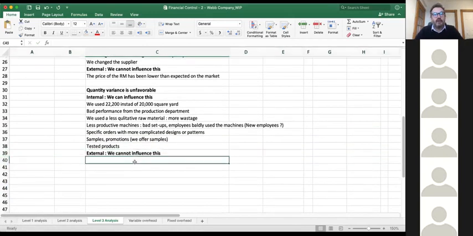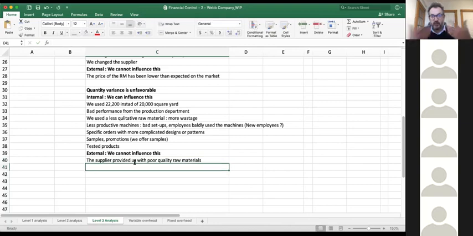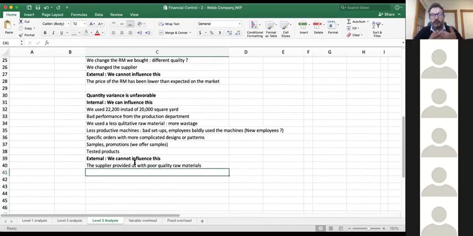About what we cannot influence, the supplier provided us with poor quality raw materials. We did not change the raw materials we buy, but we've been given some defective quantities. That can happen. That could be an influence. Okay, so I think you get the point, right?